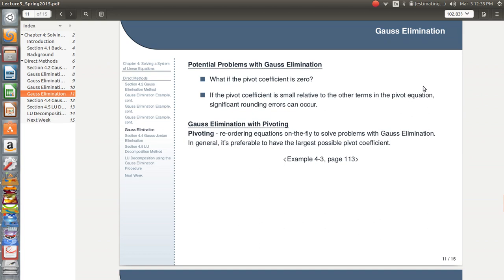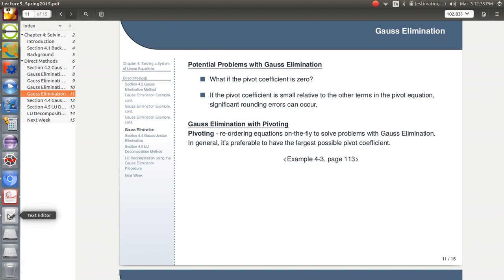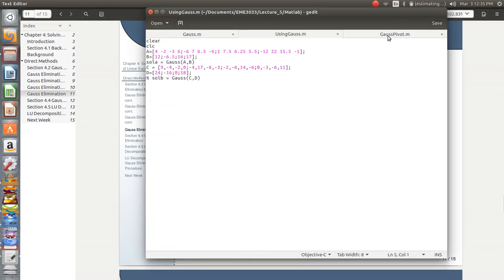If you have one of these two problems, a way around it is to use what's called Gauss elimination with pivoting. This reorders the equations on the fly, so actually as you're going through, to solve problems with Gauss elimination. We can see this in example 4-3 on page 113. I'm going to go ahead and pull up the program that goes with that.